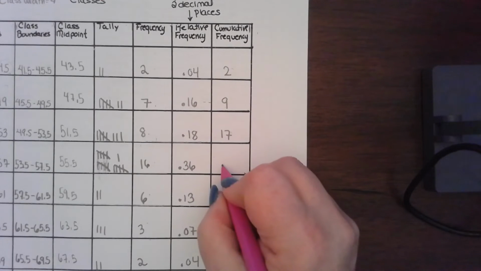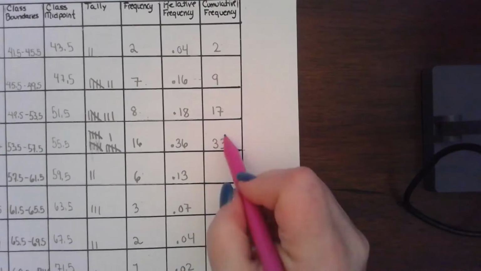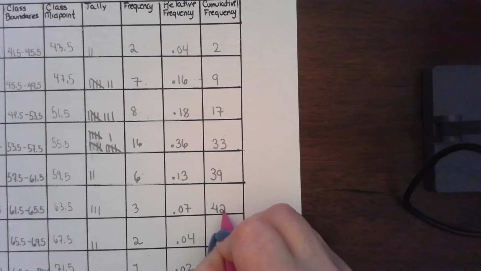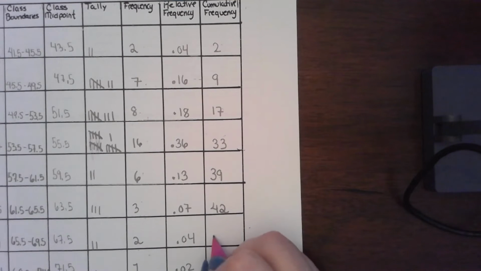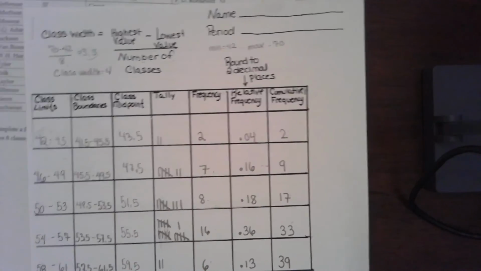17 plus 16 is 33. 33 plus 6 is 39. 39 plus 3 is 42. And there we go, and we go to 45, right? So we should get to the total amount. All right. So now we've done our frequency distribution.